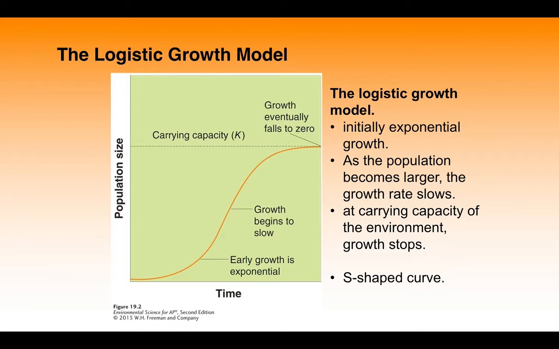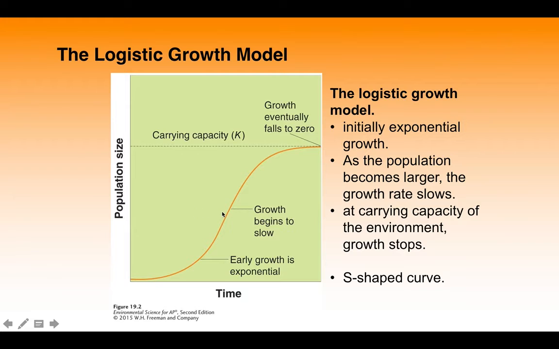This is a logistic growth model. Notice the characteristics. Initially, very rapid early growth, it's exponential. We have a midpoint where growth begins to slow after that point. And finally, as it approaches carrying capacity, the environmental growth slows and stops.